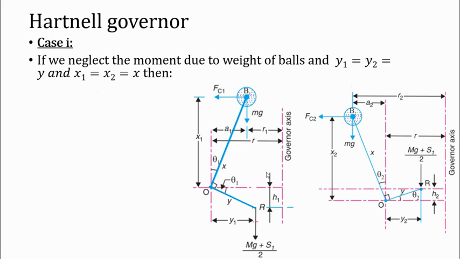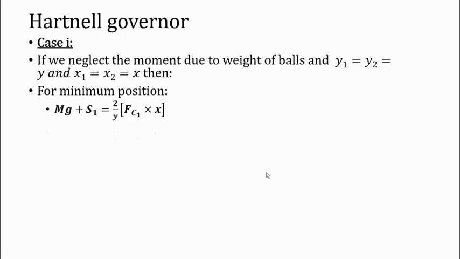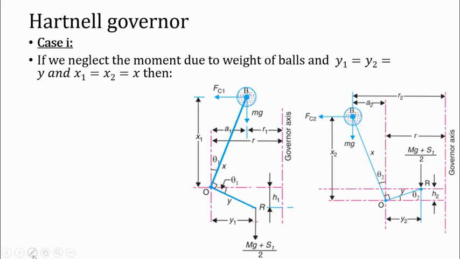Okay. In the minimum position, this is the expression of Mg plus S1, which is equal to 2 by y into Fc1 into x. How did this come? Let me show again. Look here, in the minimum position, if I take the moment about the point O, this force will act in this direction, creating a clockwise couple. This is an anti-clockwise couple, and this again is a clockwise couple.